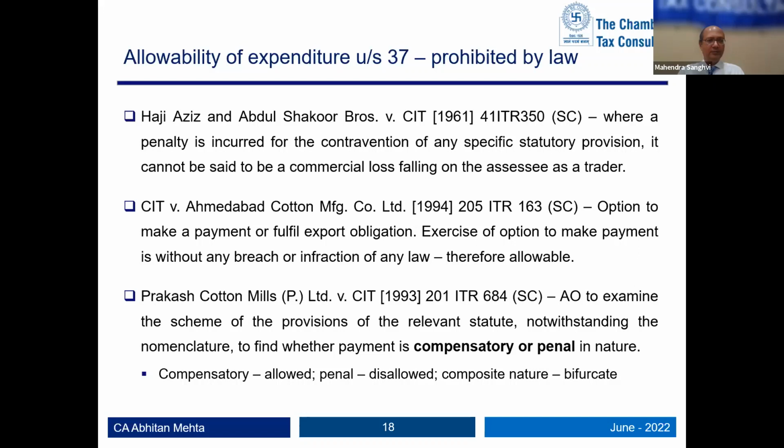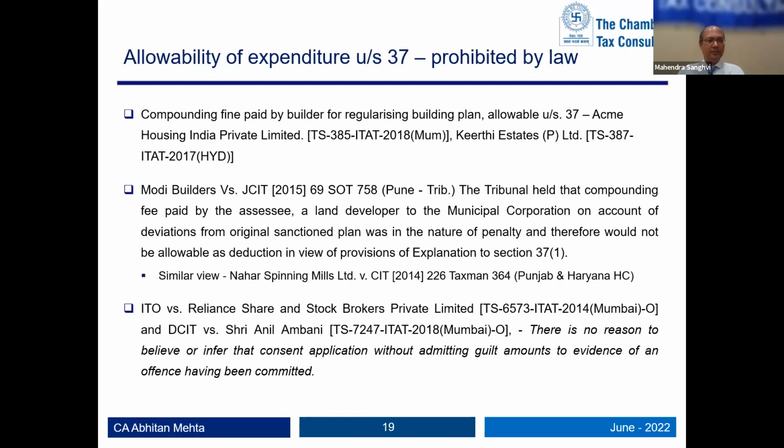So I'll briefly run through 4-5 rulings in which it has been held that it should be allowed under 37(1). Prakash Cotton was under the BST Act. They distinguished that 36(3) is in the nature of a compensatory payment, and 36(2)(c) was a penalty, which is not allowable. So generally, something like interest is compensatory.